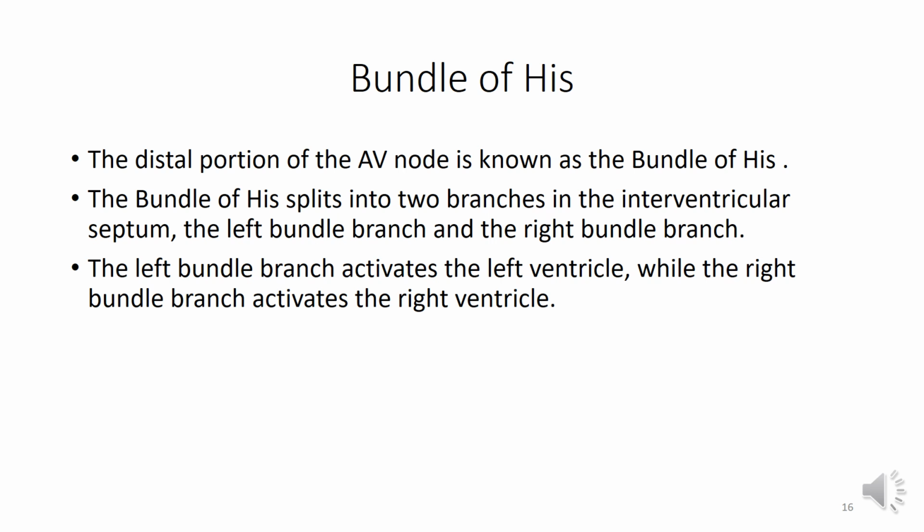Let us discuss the bundle of His. The distal portion of the AV node is known as the bundle of His. The bundle of His splits into two branches in the interventricular septum, the left bundle branch and the right bundle branch. The left bundle branch activates the left ventricle while the right bundle branch activates the right ventricle.